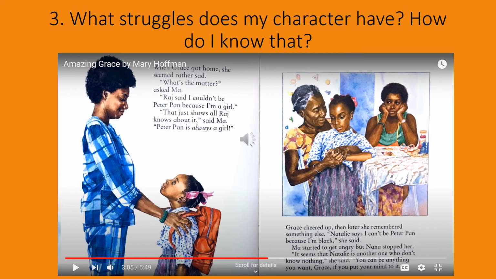In question 3, we look at what struggles does my character have and how do I know that?